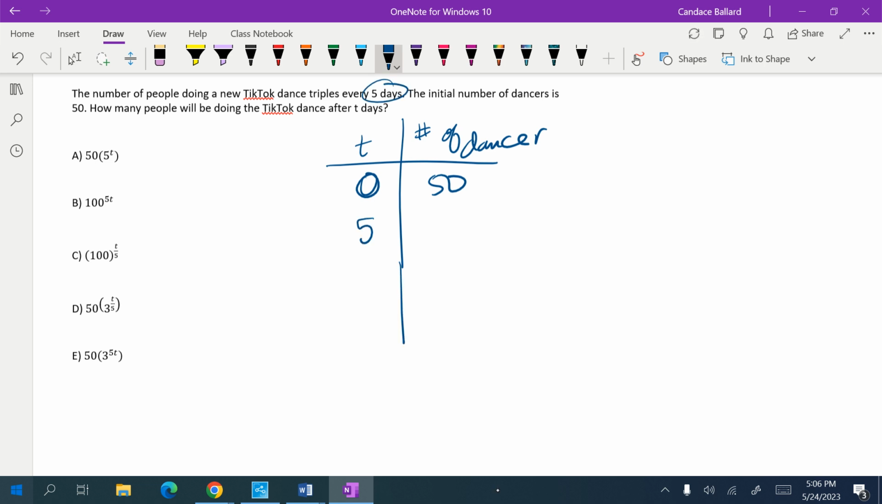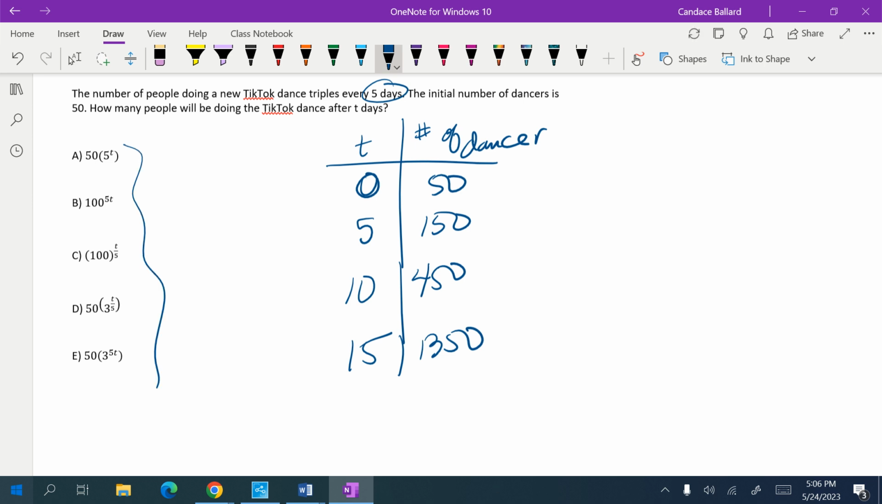So at 5 days, when I multiply 50 by 3 to triple it, I would get 150. At 10 days, I would multiply the 150 by 3 and I would get 450. At another 5 days, 15, I would multiply the 450 by 3 and I would get 1,350. So I need to figure out which one models this data.